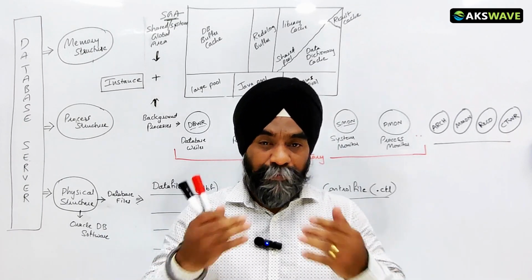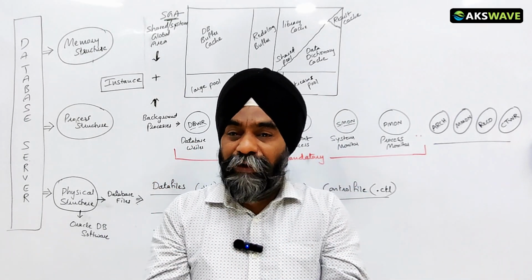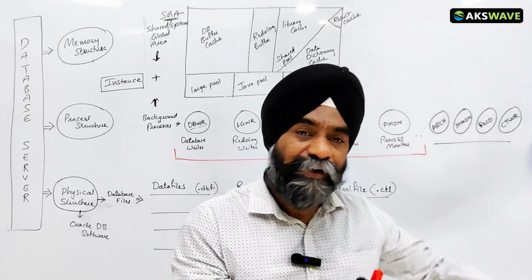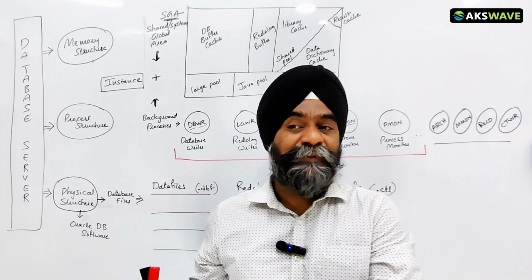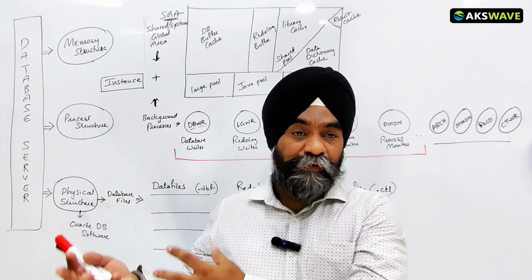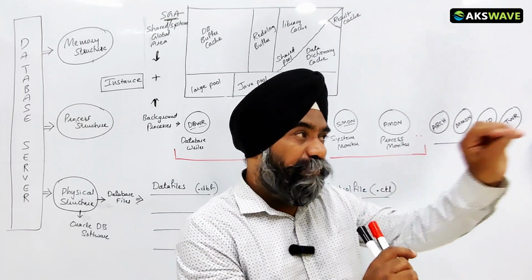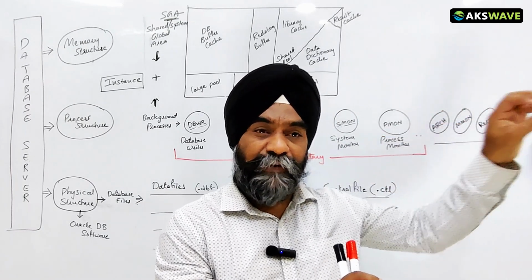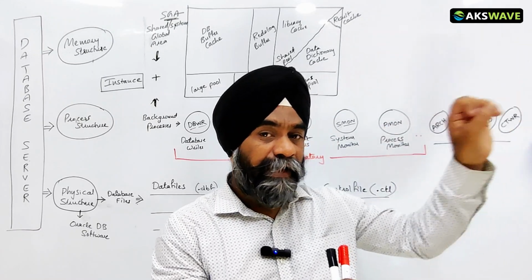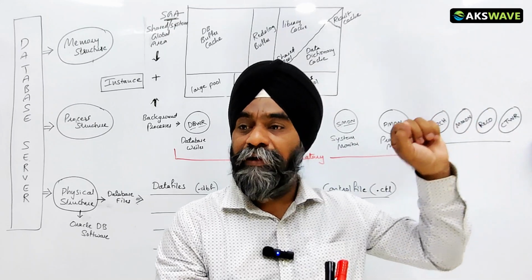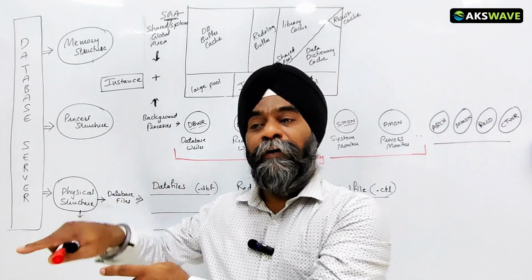Manually it is not possible. I can't see 24/7 whether the instance is running or not. There are a lot of scripts, programs, and monitoring tools deployed on the server. Their job is to continuously check, every second or every alternate second: hey, is the database running or not? Is the instance running or not? If not, immediately it will perform an action.